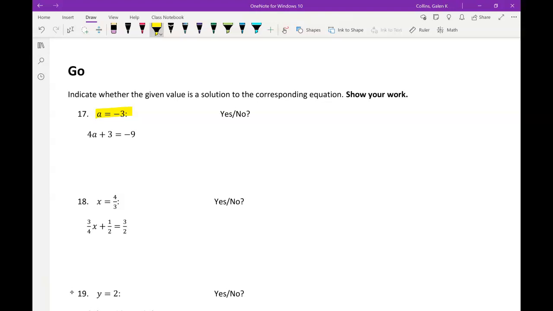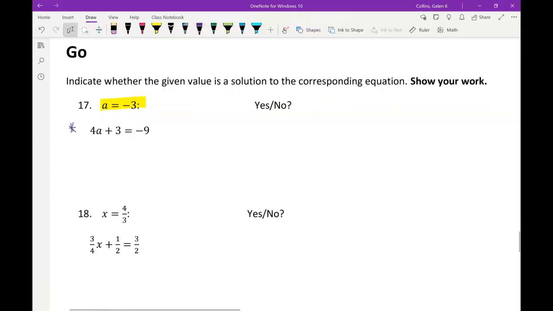One way is that you could solve the equation. So like one method, if I take the equation 4a plus 3 equals negative 9, I could just solve it to figure out the solution. So I would get 4a equals negative 12, and then I would divide both sides by 4 to get that a is in fact negative 3. So I can see, yes, a is negative 3 is the only solution to the equation.